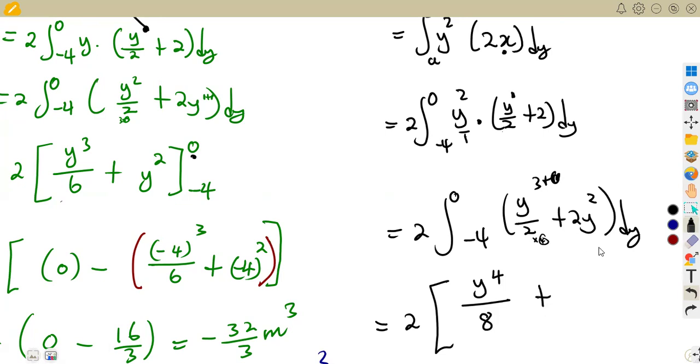Plus, you do the same thing. You add 1 here, that will be a 3. So this is 2y to the exponent of 3 over, you divide by the new exponent, which is 3. Then our limits, do not forget, from 0 to what? From 0 to minus 4. Just like that, we're done.